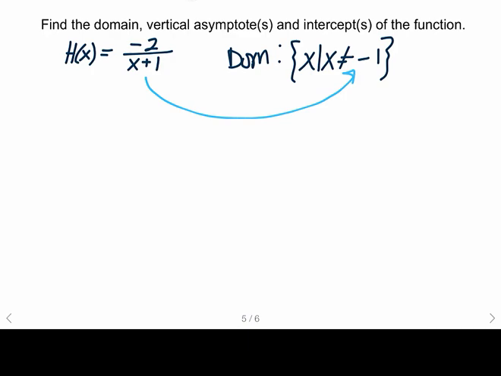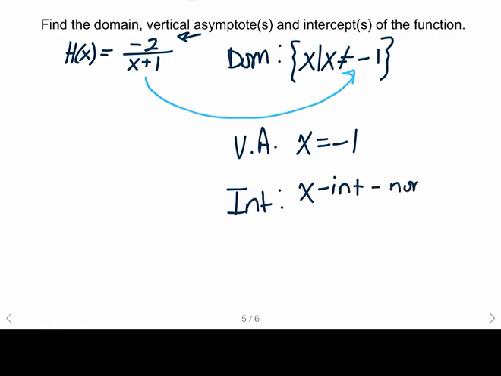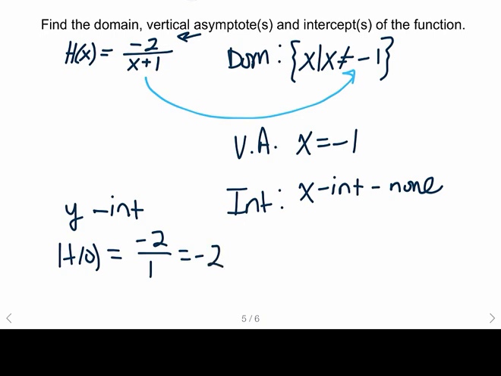Because this is already in reduced form, I know immediately my vertical asymptote is x equals negative 1. Considering intercepts, since the x-intercept is what makes the numerator equal to 0, and the numerator is never 0 because it's negative 2, there is no x-intercept. It can happen. So we're going to write down x-intercept, none. For the y-intercept, remember we're going to evaluate the function at 0, so h of 0 is equal to negative 2 over 1, and so is equal to negative 2. So I'll just write down y-intercept, 0, negative 2.